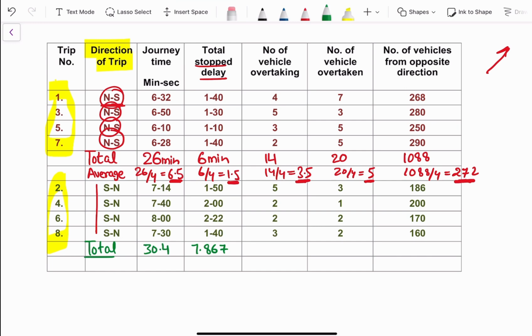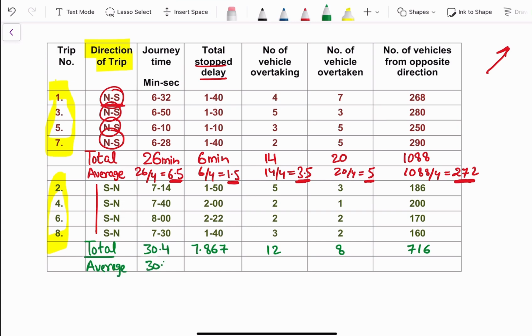Then the overtaking step will be 12 total numbers. Then 8 will be the total number of overtaken vehicles, and 716 will be the number of vehicles traveling from the opposite direction. So quickly finding out the average.